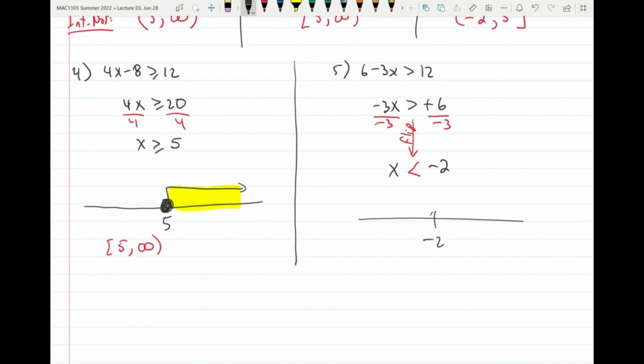So here's negative 2, open circle, go left. So that will be, who can tell me the interval notation? Negative infinity to negative 2. And then? This is parentheses. Good. All right, questions? Questions about interval notation or dealing with linear inequalities? Okay, good.